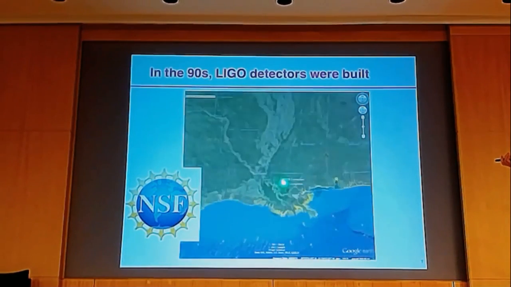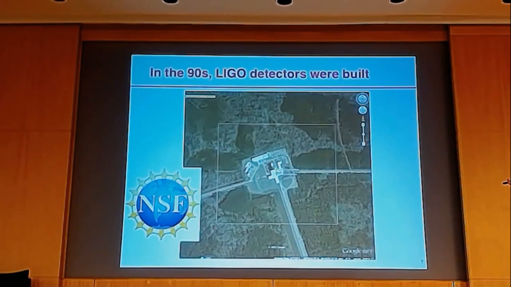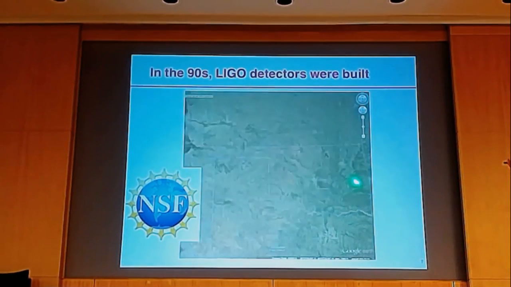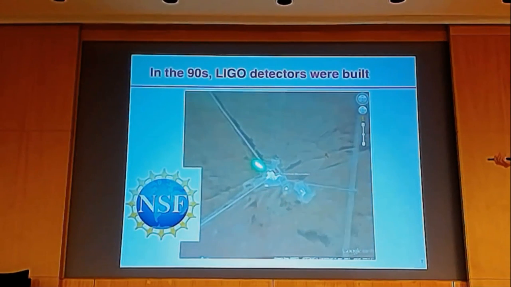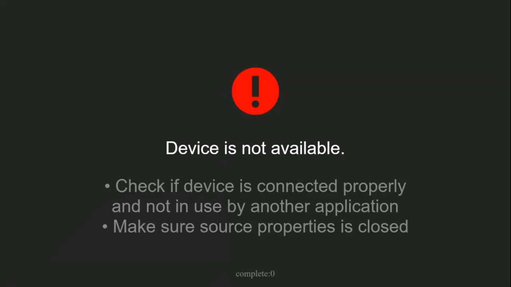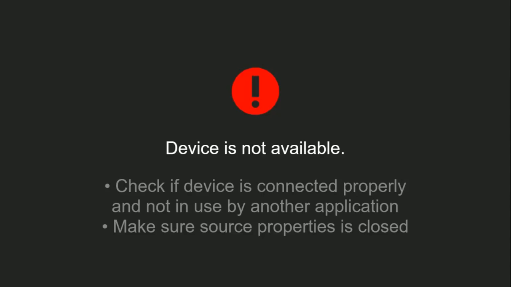One in Livingston, Louisiana. These are 4 kilometers long, so this is the L shape, but this is Google Earth. You can make this movie. And then 3,000 kilometers away, or 10 milliseconds away, the speed of light, the one in Hanford, Washington. One in the middle of the forest, one in the middle of the desert, both at 4 kilometers. These were the detectors that measured gravitational waves in 2015. But I told you they were approved in 1992. It took a long while to build and make this work at the sensitivity that allowed detection.